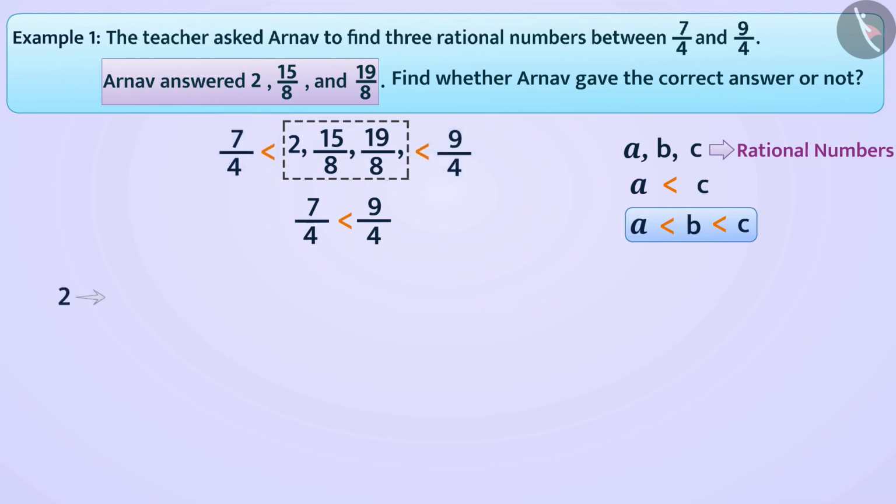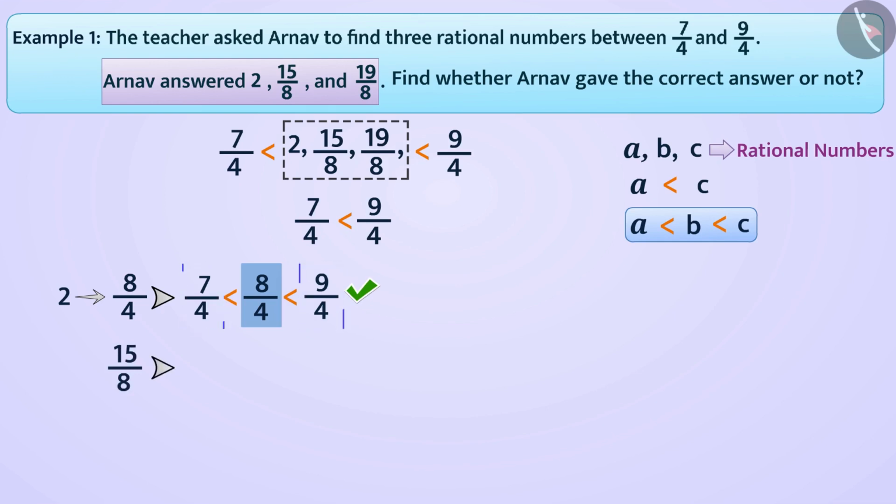We can write 2 as 8 by 4. In this way, we know that 7 by 4 is less than 8 by 4 is less than 9 by 4. Means 2 is between 7 by 4 and 9 by 4. Is 15 by 8 also the rational number between these two rational numbers? Think.